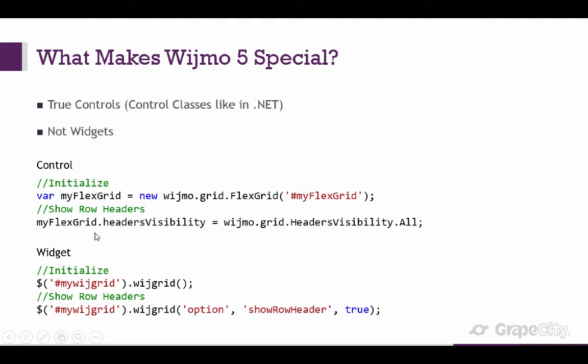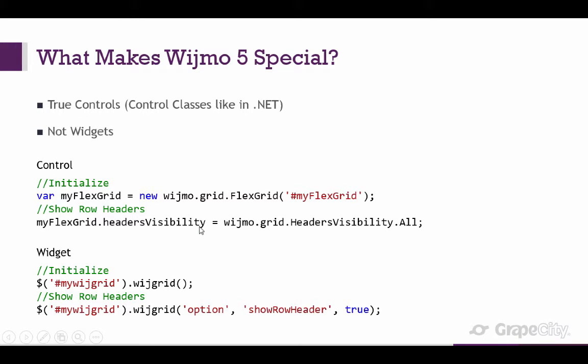So up above, you can see the FlexGrid control, and this is the control pattern that we've created. You initialize a new control, just like you would initialize a class. So we have a new wijmo.grid.FlexGrid, and in that we just pass in the ID of the DOM element that we want to initialize against.